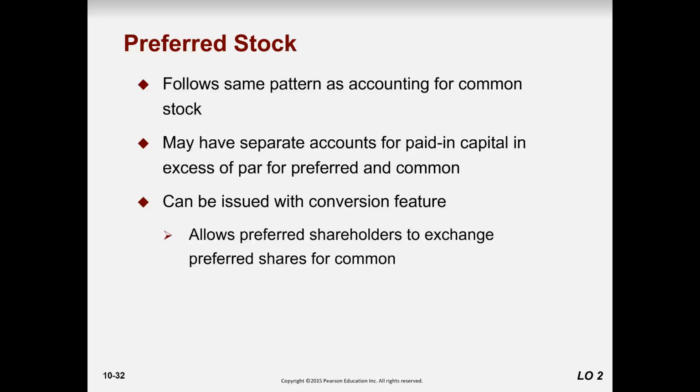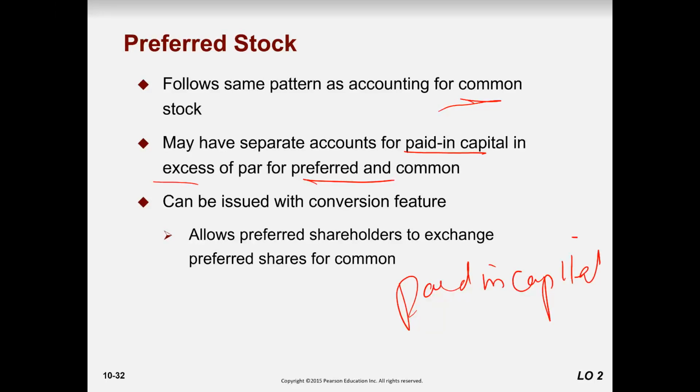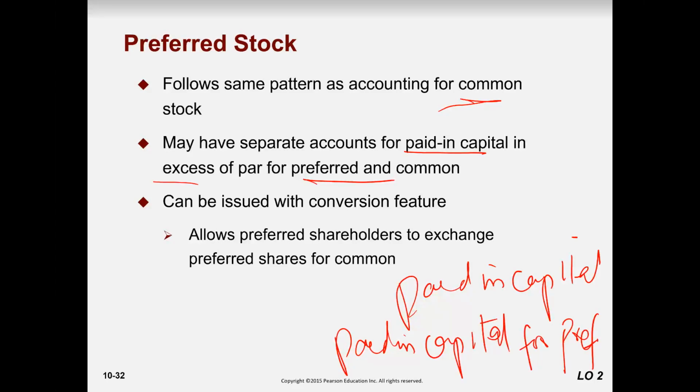Now the treatment of preferred stock. They follow the same pattern as common stock. Entries are the same, just you write down the preferred stock. So they may have a separate account, paid in capital in excess of preferred or common stock. So we call this paid in capital. If you receive premium on preferred stock, you write it down here. Paid in capital for preferred stock. And if you don't write it, automatically it means that we are talking about common stock.